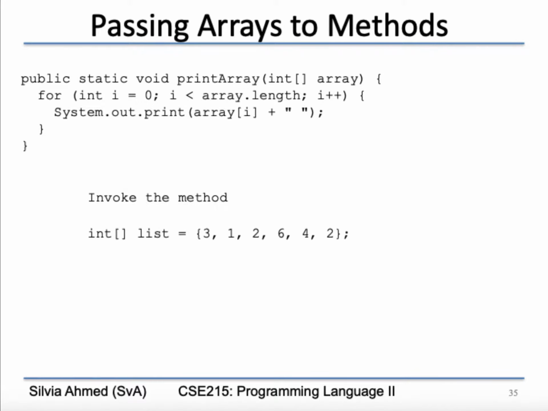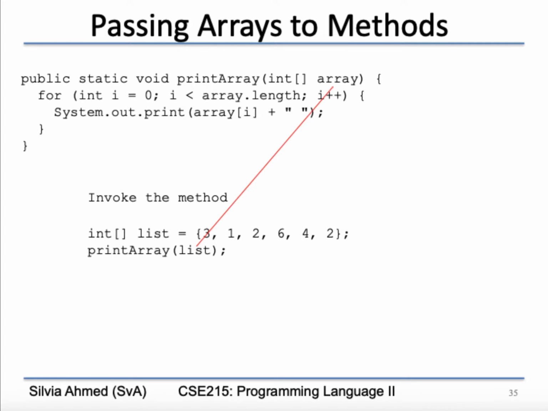So when we invoke this method, that means when we want to call this method, let's say we have this array named list of 6 integer items. If we want to call the printArray method with this array, we simply need to write printArray and the name of the array. So list basically contains the address of this array, and this address will be passed through here into the method.